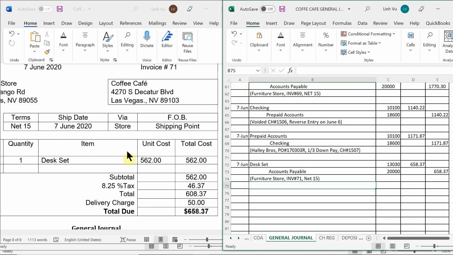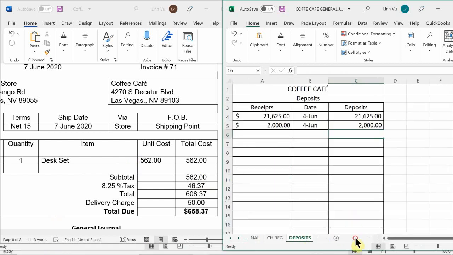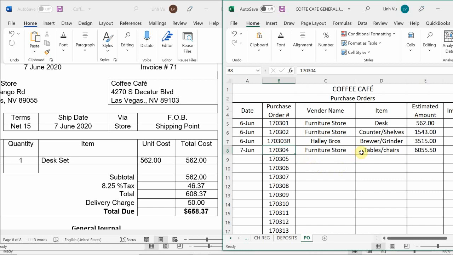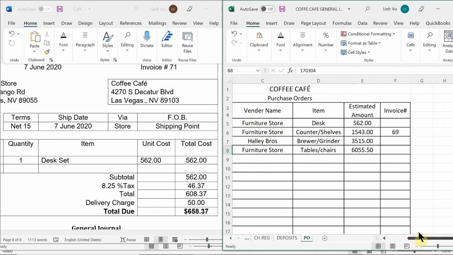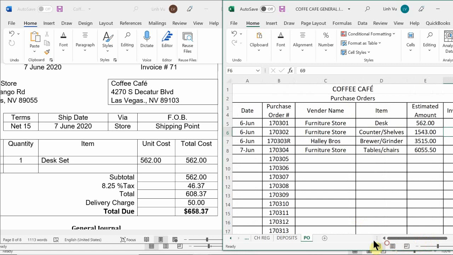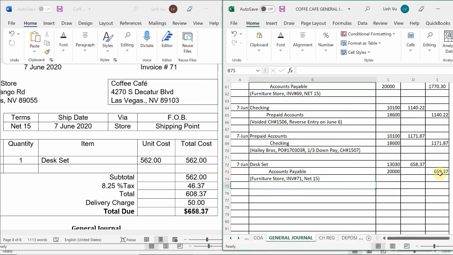Before we move on, we have to clear out our purchase orders because in this case, right, we actually sent out a PO to order our desk set. So here, desk set for $562. There it is. Invoice number 71. We received it. Okay. So now we are done with my journal.